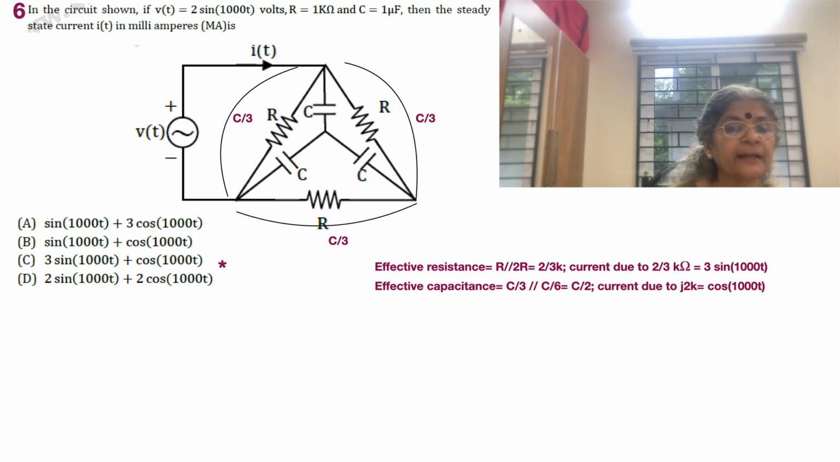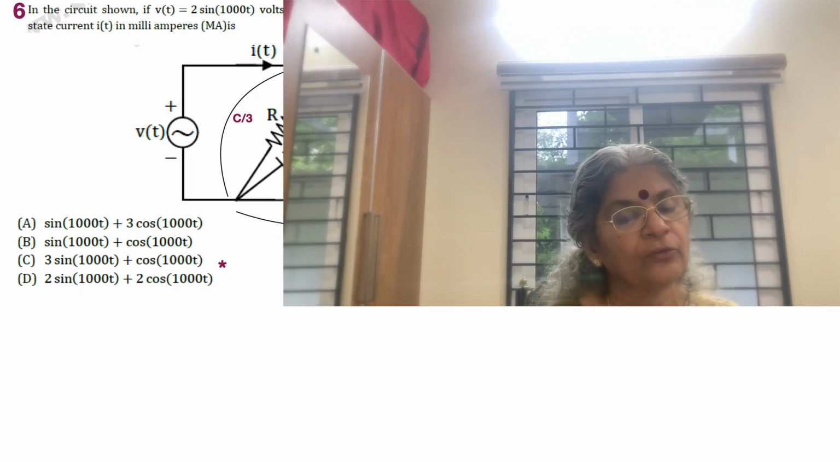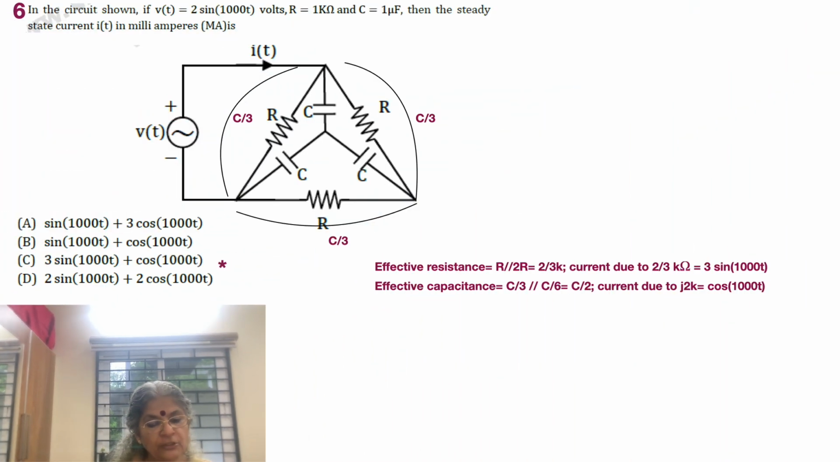Then the steady state current IT in milliamps is what? Okay, so we can just simply start off with two currents being drawn from Vt. One is by virtue of the resistors, and how are the resistors connected? It is R parallel to R, so it is going to be 2 by 3, of course 2 by 3 and 1 R is equal to 1 kilo ohm, so it's going to be 2 by 3 kilo ohms.